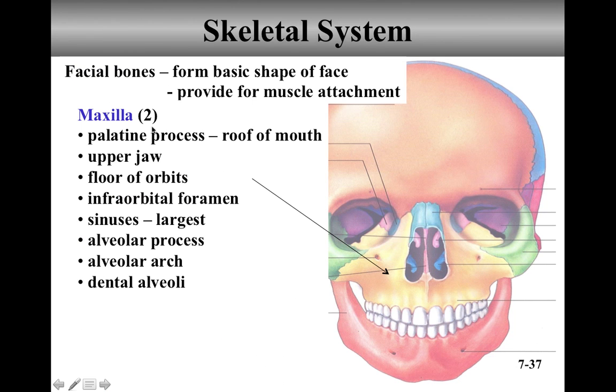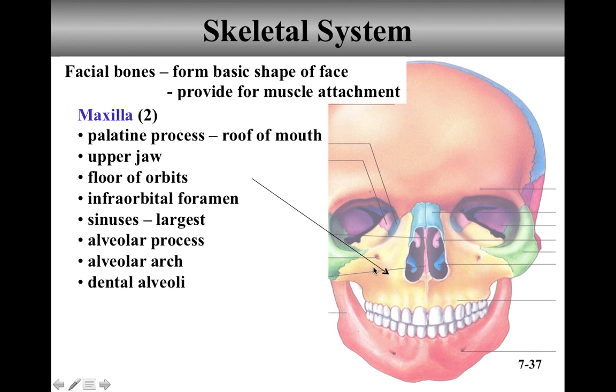So what else we have? Maxilla. Now we are onto facial bones. We are kind of leaving the cranium now. So this is no longer going to support your brain necessarily. This is going to be making up your face, the shape of your face. And the first bone that's going to do that is called the maxilla.